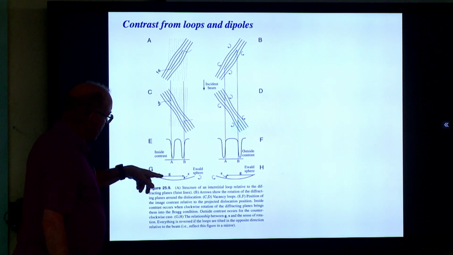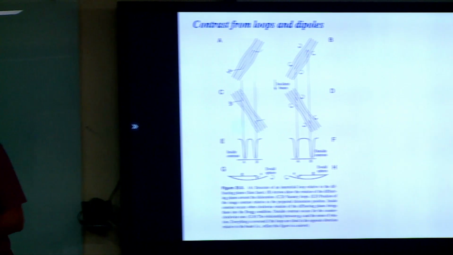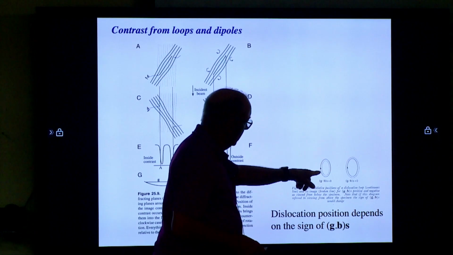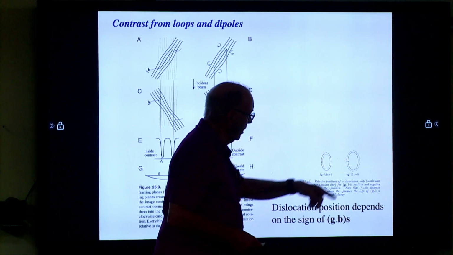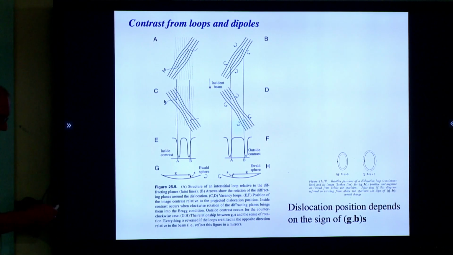So we have basically a set of rules here: if we know the sense of inclination of the fault, then we have G dot B is positive. Let me show you this. Okay, so the dislocation position depends on the sign of G dot B S. When G dot B S is greater than 0, we have outside contrast. When G dot B S is negative, then we have inside contrast. So these are rules that, if you spend some time looking at that, you'll see is the case. That we have the inside and outside contrast.